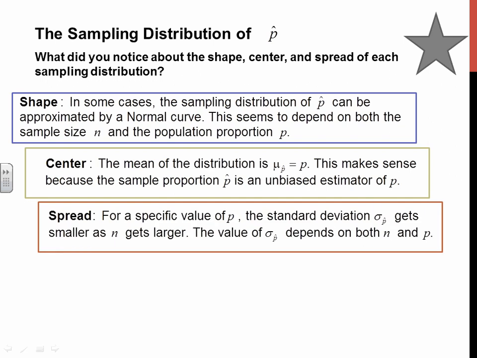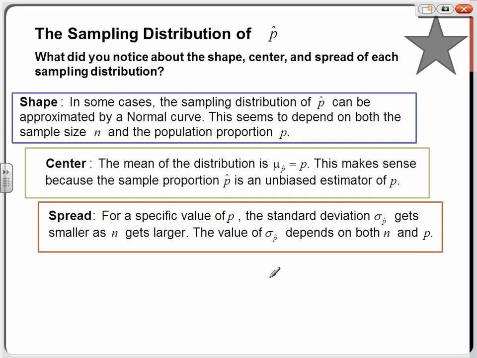And the spread, the standard deviation gets smaller as n gets larger. So that standard deviation is going to depend on both n and the p. So this is really, really important to know, that your standard deviation gets smaller as n gets larger. Okay?